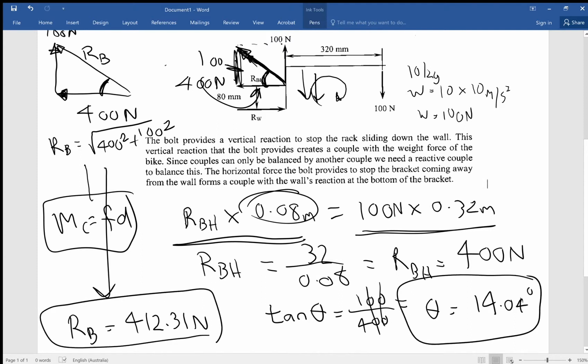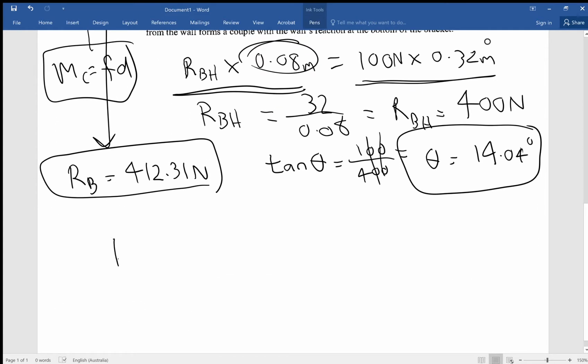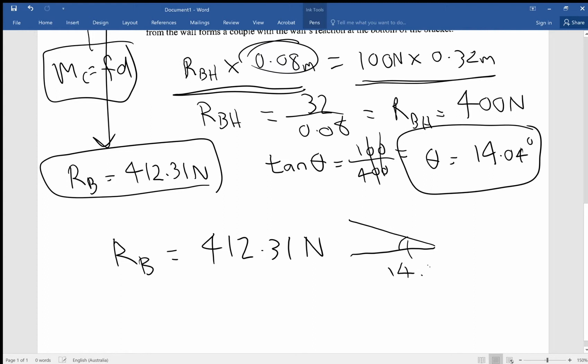Okay, so we've now got our vector magnitude and our vector direction. So to write that answer correctly, what you might want to do is just write reaction of bolt is equal to 412.31 newtons. Don't forget your units, and then you draw the bottom of your triangle and you write in here 14.04 degrees. You'd want to write it in there. So that's your answer, and that's how you do this type of question.